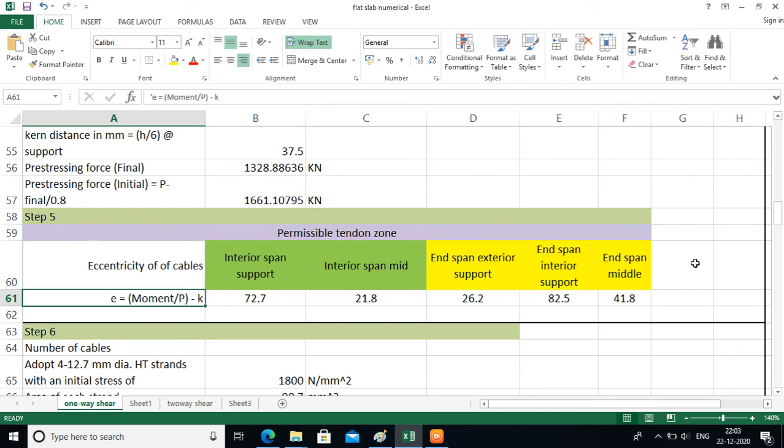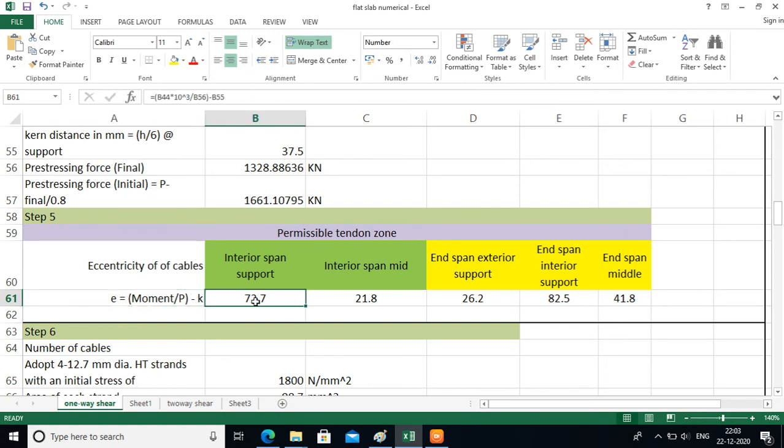Again, I haven't put the formula or the prestressing diagram over here, because many times I have shown that stress diagram for the design of beams and for the design of one-way and two-way slabs. I showed that stress distribution diagram so that you get the idea of how we get the formula for e. But as it is repeated many times, I haven't put that stress distribution diagram over here. So just remember this formula: e is equal to moment divided by P minus K. K is nothing but the kern zone.